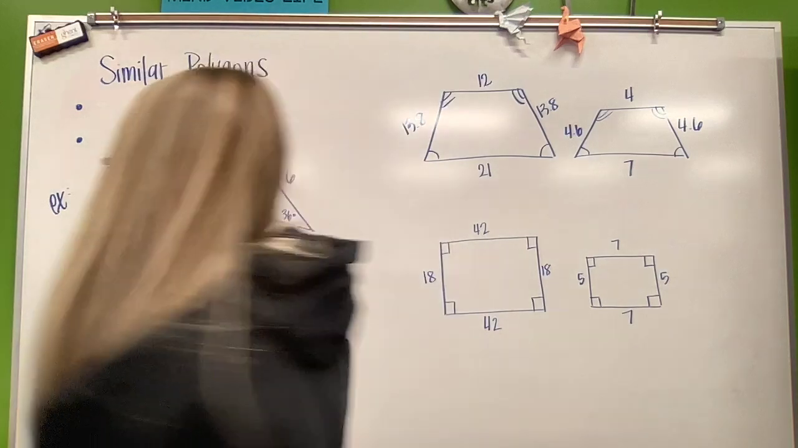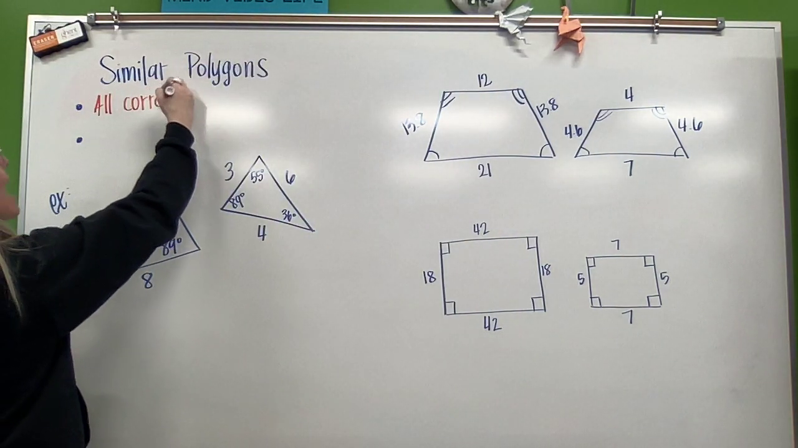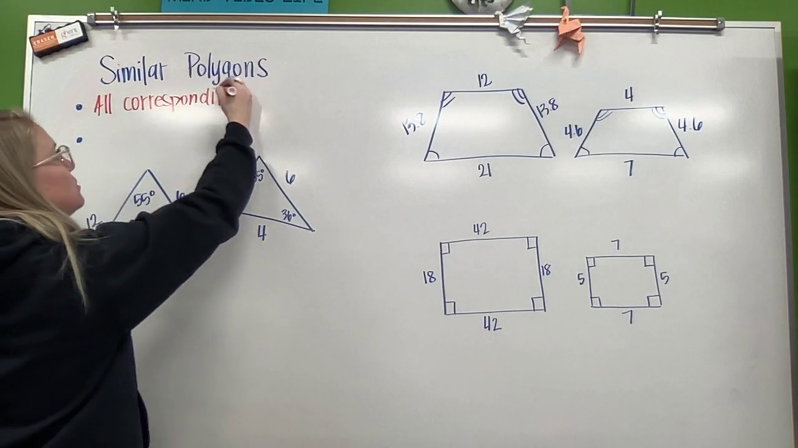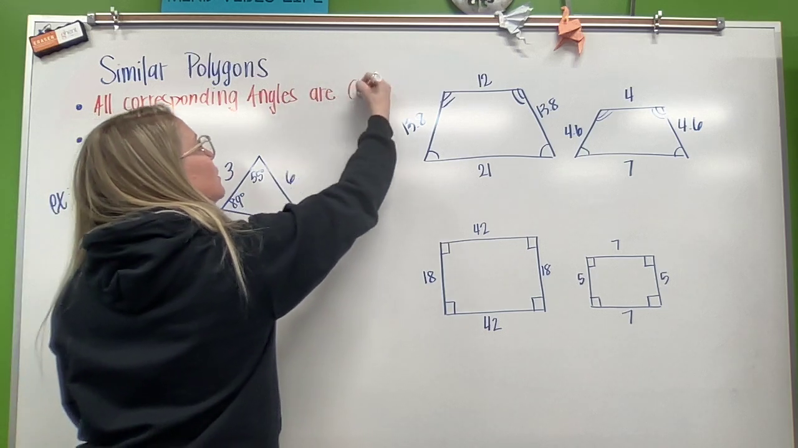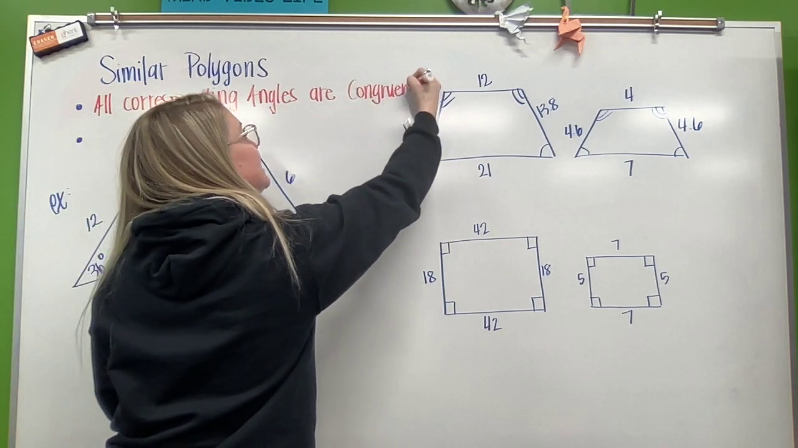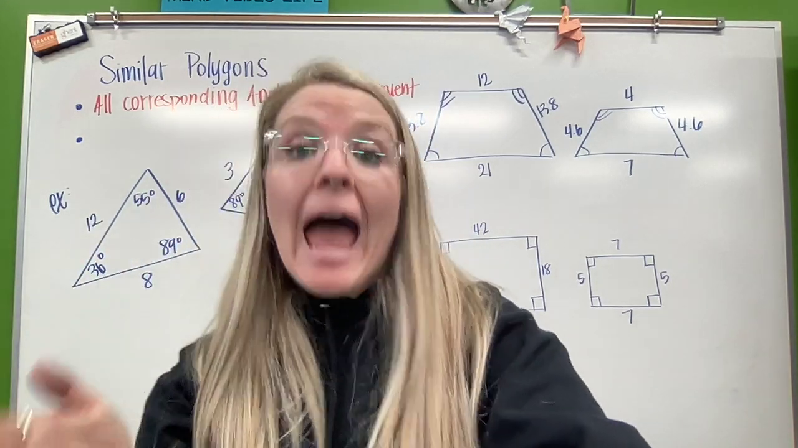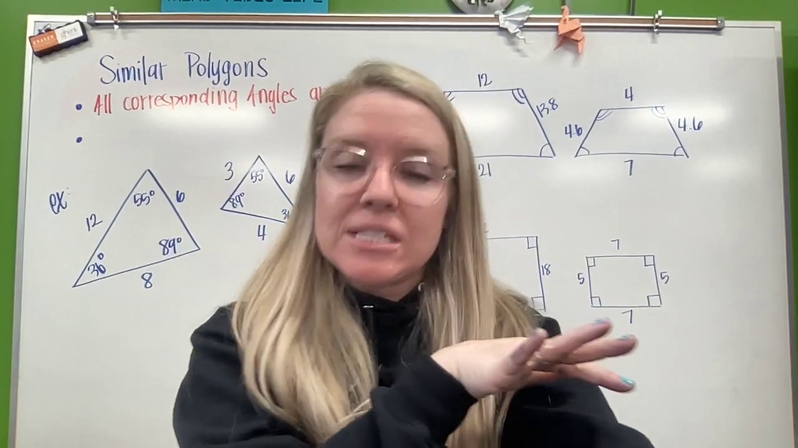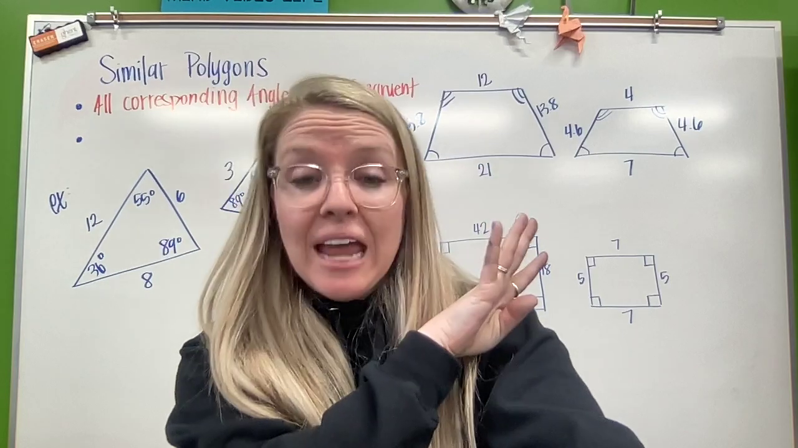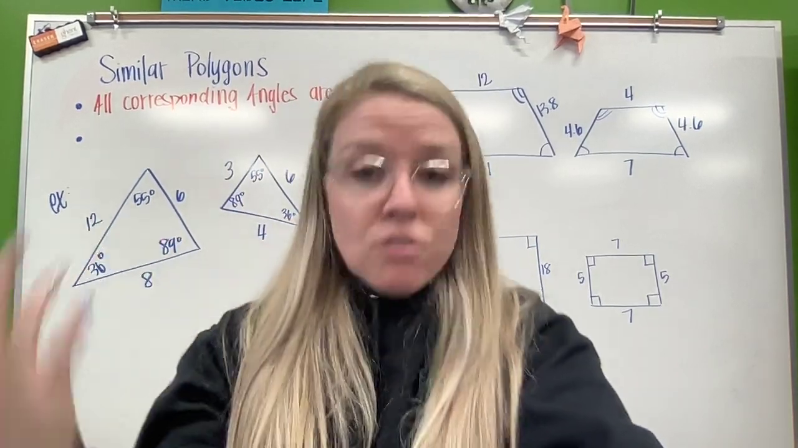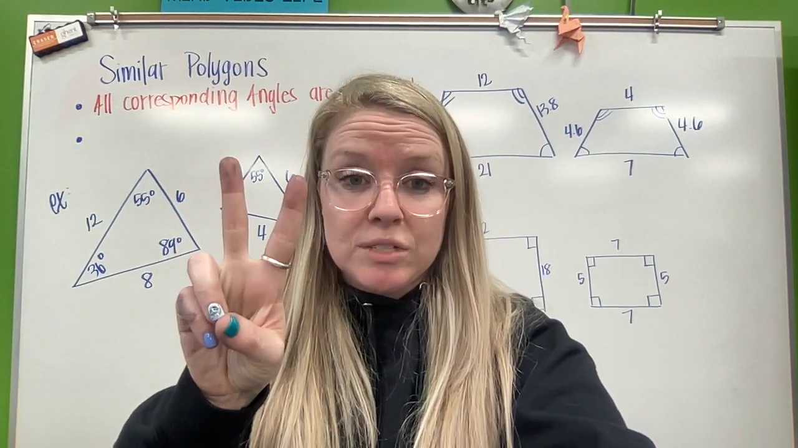One of the two things is all corresponding angles have to be congruent. What that means is if we have a triangle, all three angles from the first triangle have to be equal to all three angles of the second triangle. Or if we have trapezoids, all four angles have to be congruent. As long as the angles are congruent, that is one check on our list. Then we have to move to the second check.